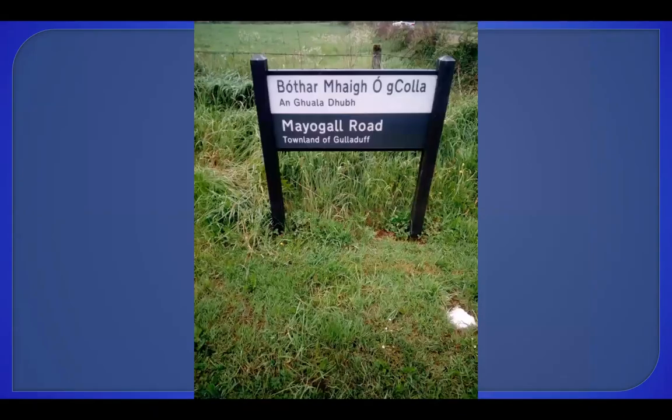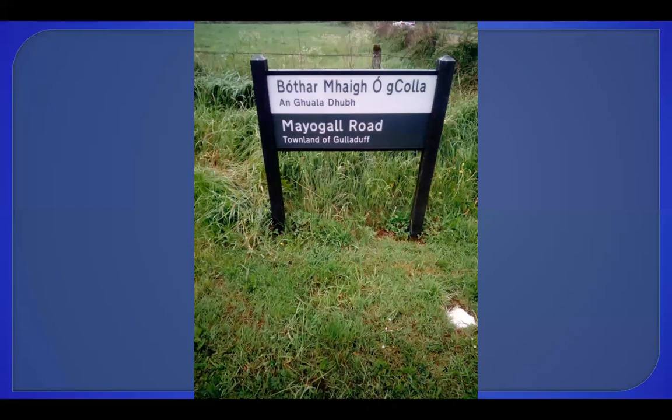Next slide, and this is an example of Mayo Gall Road, where the townland is different from the name of the road, which shows that this one isn't at the beginning of the road, because if it were, it would be Gulladuff Road, but it's not. It must be farther along, where there's another junction, and so the road has run into a different townland, which is called Gulladuff.